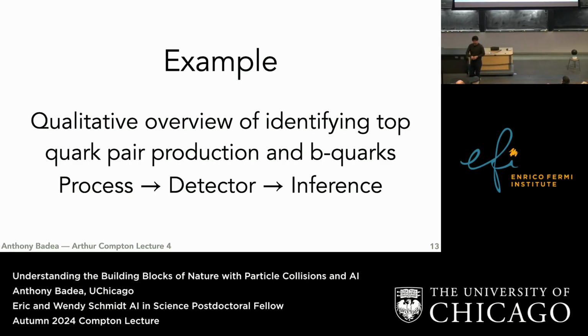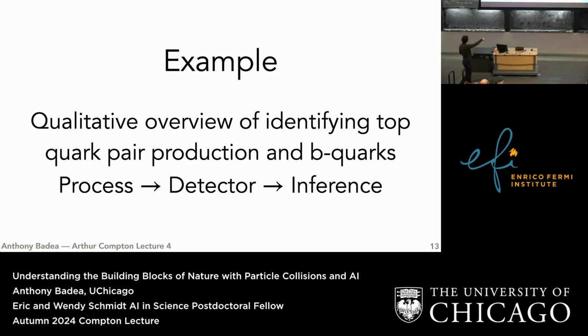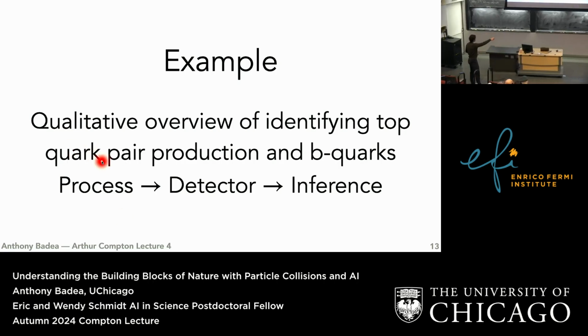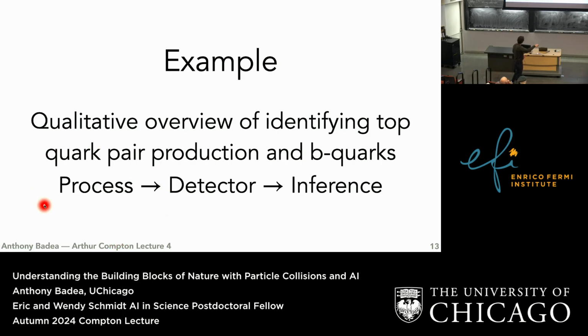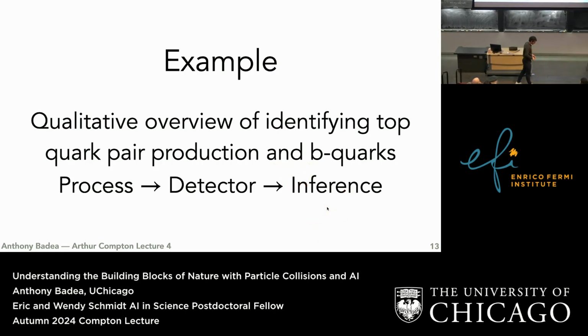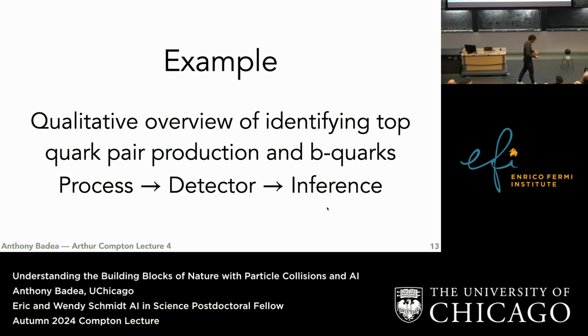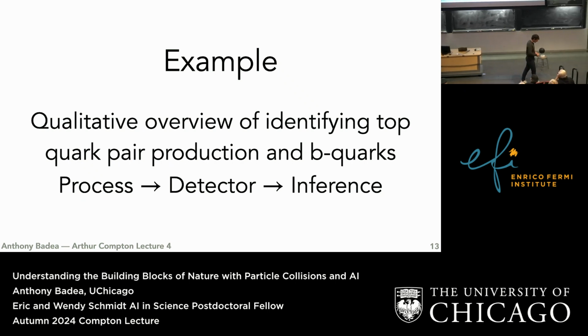Okay, so now to say again, what I'm hoping us to do is to walk through a qualitative example where we look at top quark pair production, and we get B quarks, and we're going to see how we go from a process, think about what signatures are left in the detector, understand different ways we can use those signatures in forms of algorithms, and then making inference with them.